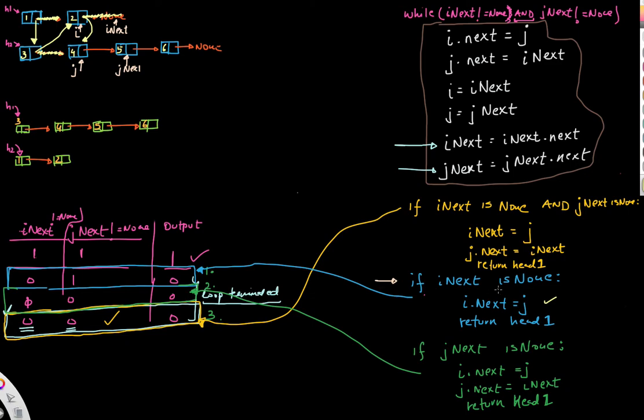Let's look at a second use case when j.next is None. When j.next is None, this is that use case. This is the use case that I would be playing with.